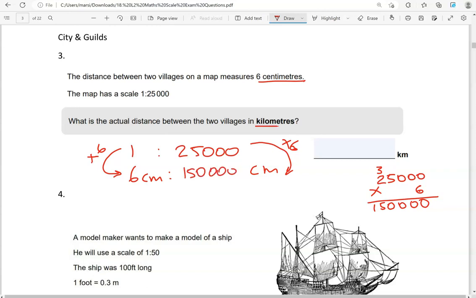We've got to give our answer in kilometers. So we're going to convert this into meters first. There are 100 centimeters in a meter. So if I divide this by 100, which means knocking off 2 zeros, I'll get the answer in meters. So 1,500 meters. There are 1,000 meters in a kilometer, so I need to divide this by 1,000. So that will be 3 places to the left, so this is 1.5 kilometers.